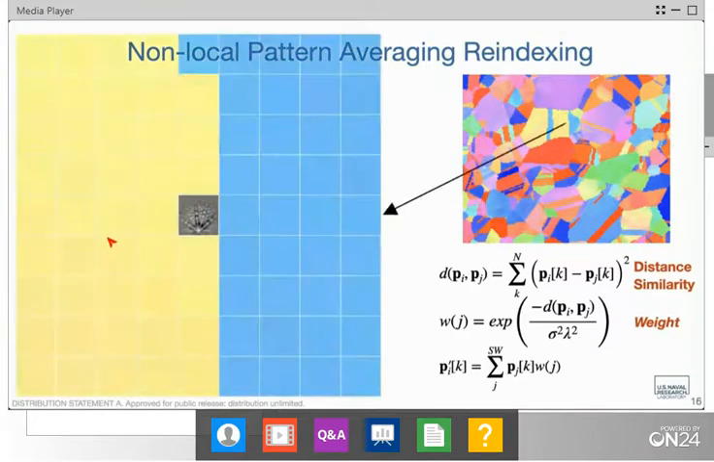Now, here's a much more challenging situation. This is taken from this sigma 3 boundary, a twin boundary within this nickel data set.